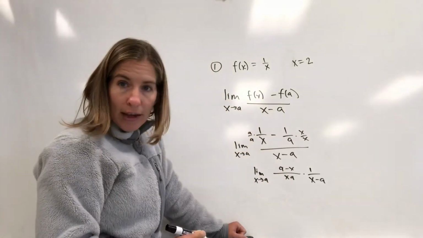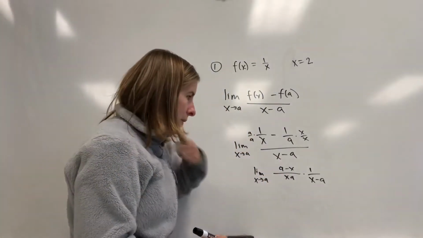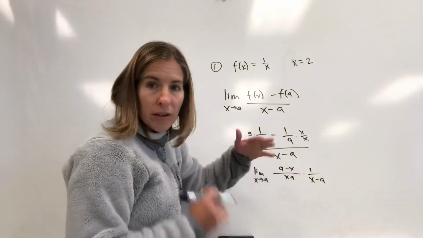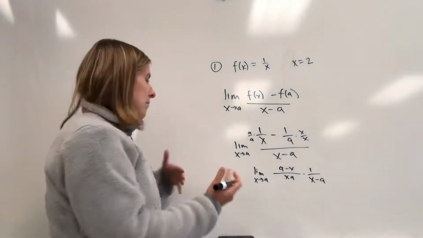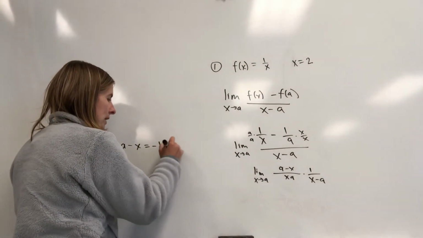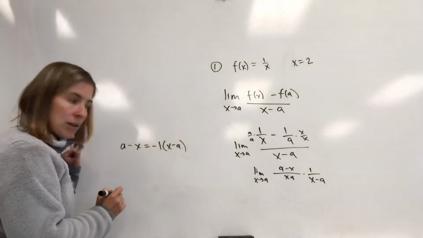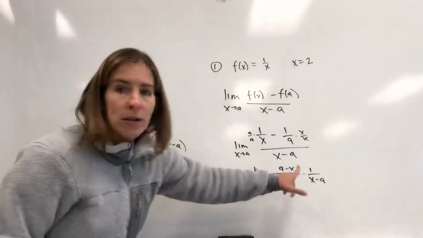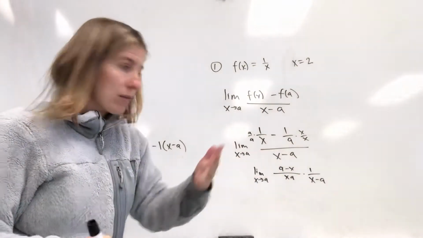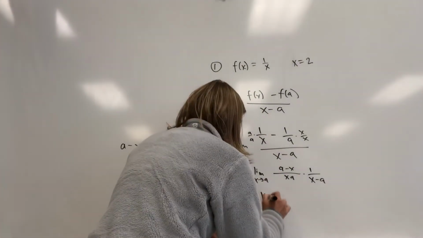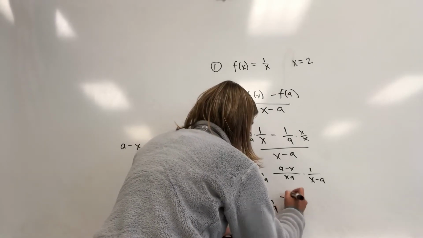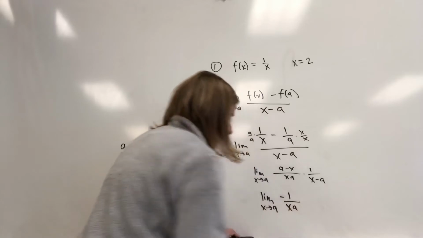So now we have to try to cancel something. So I think we talked in class about how x minus a and a minus x are really just opposites of each other, meaning that a minus x is just -1 times x minus a. So when you have a situation like this, you can cancel them, and it leaves you with a factor of -1. So this is really the limit as x approaches a of -1 over xa.